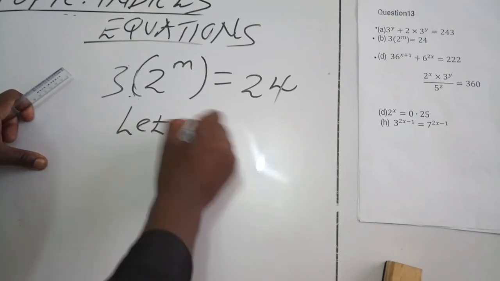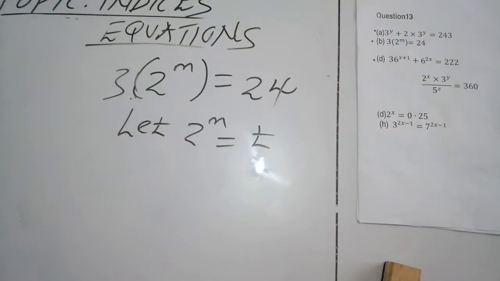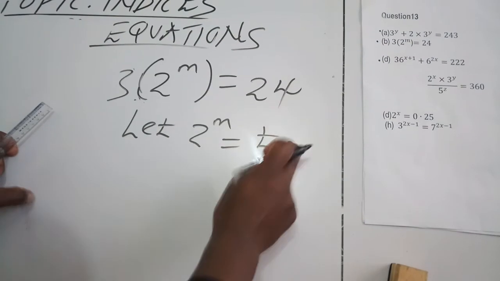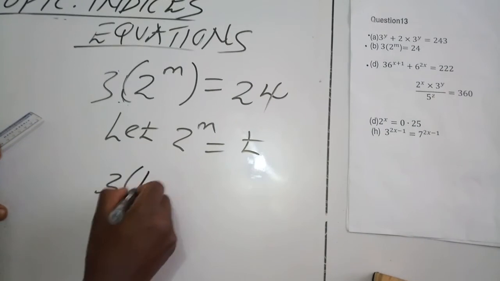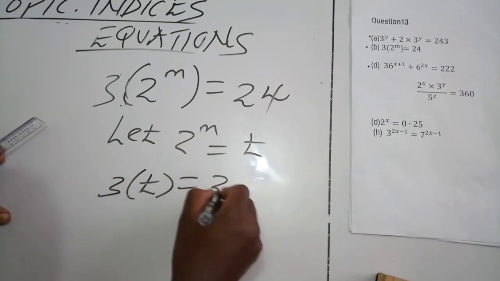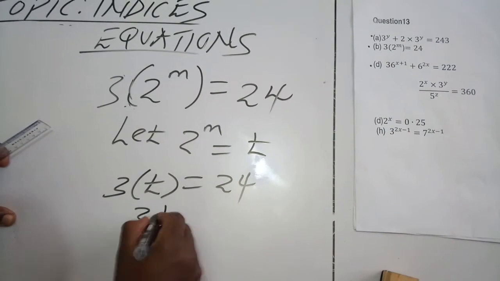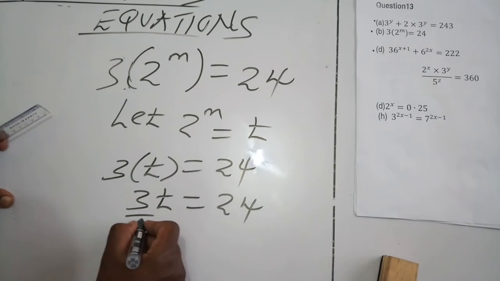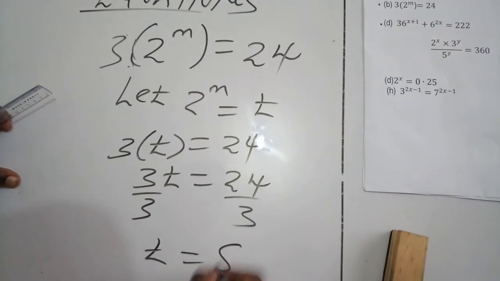Say let 2 power m be another unknown like t. It means where we have 2 power m in this equation, I'm going to put t. What will I have? 3 into t is equal to 24. Then 3 times t gives you 3t is equal to 24. Then solve for t. What do you get? t is equal to 8.